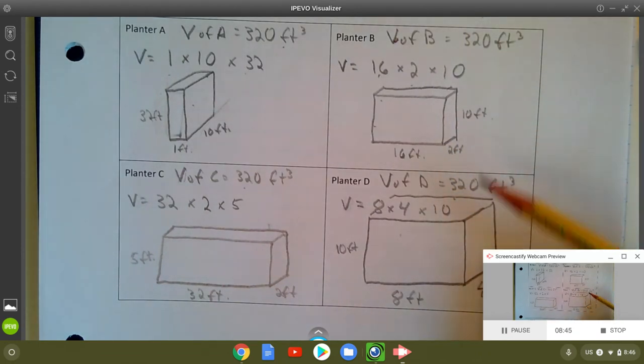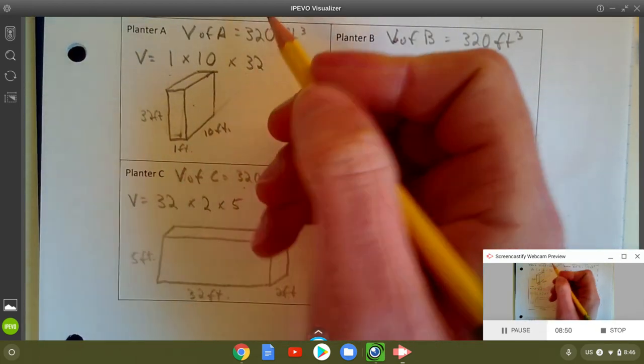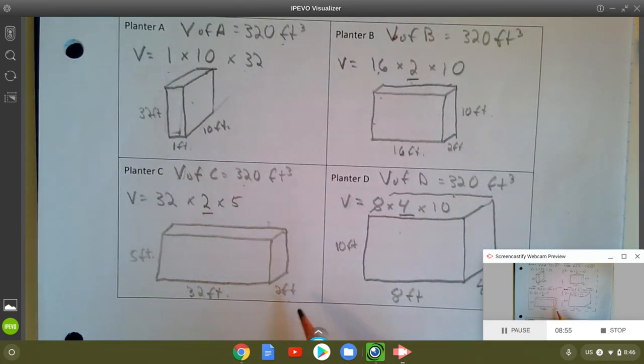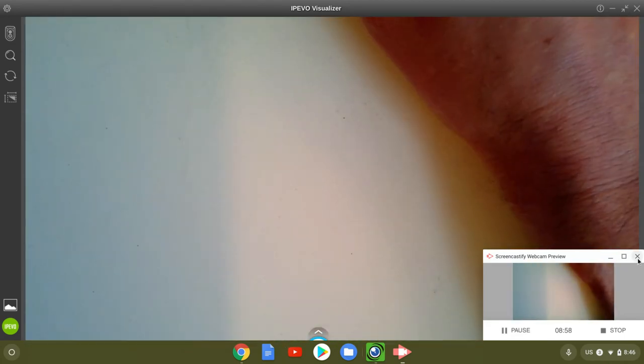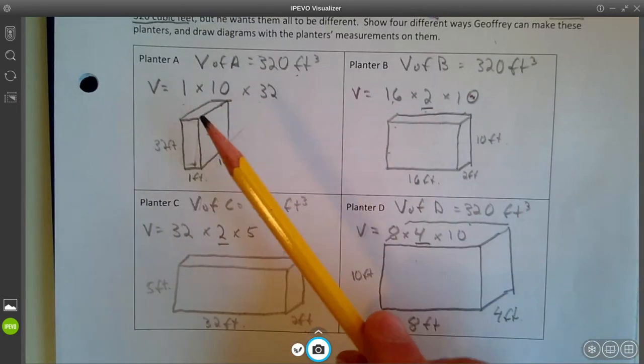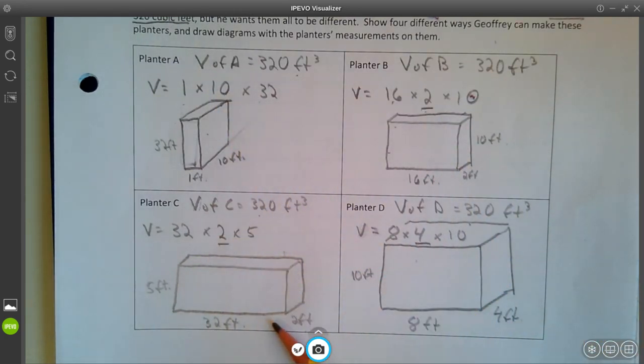It's funny because as I was doing them, I realized that on all of them, length times width times height, I made the width one of the smallest numbers. So 10 and 2 and 4 and 2. So all of them are these really odd looking planters. Probably if I were going to do it again, I would come up with different planter shapes.